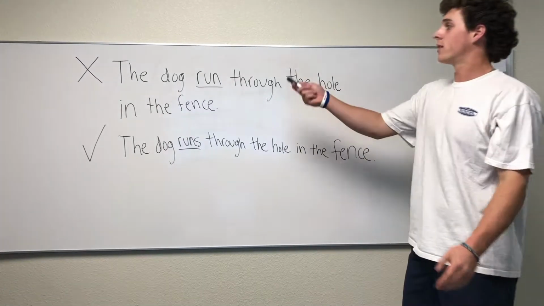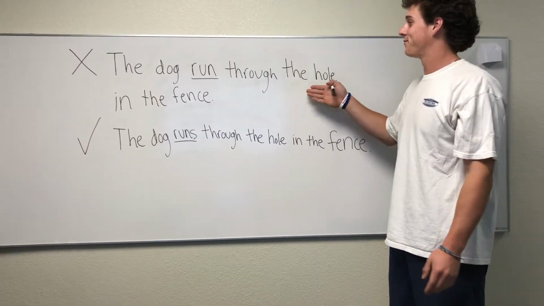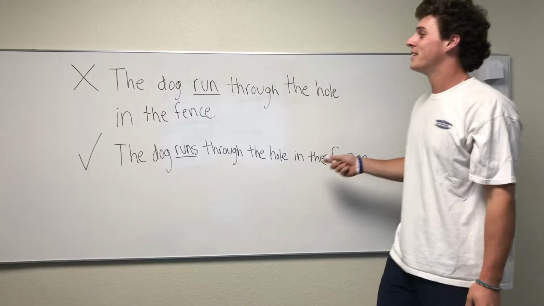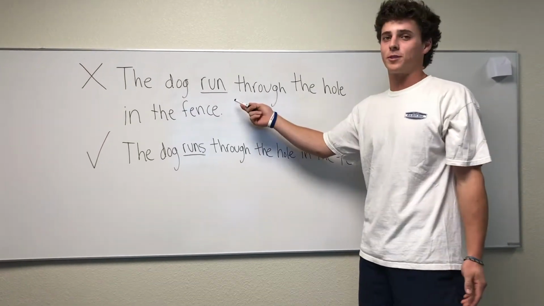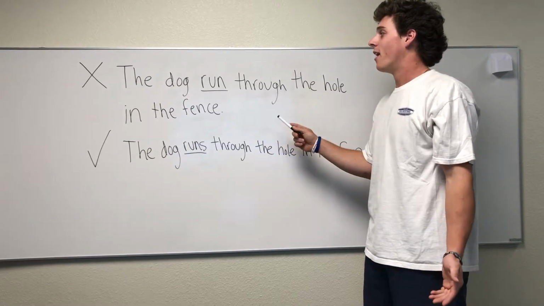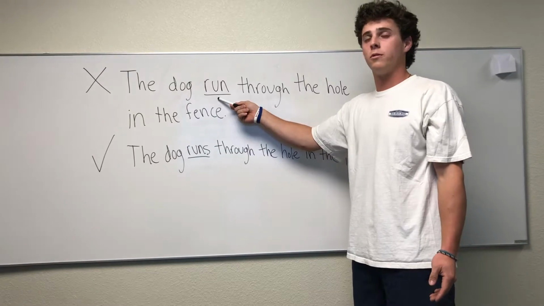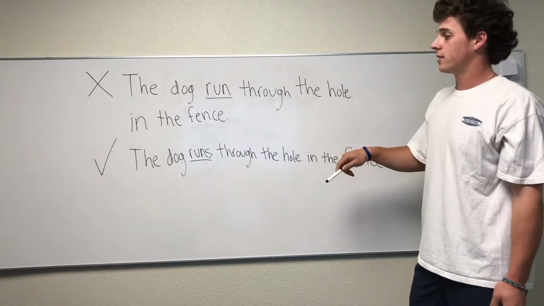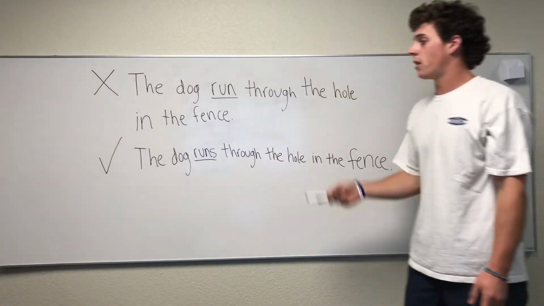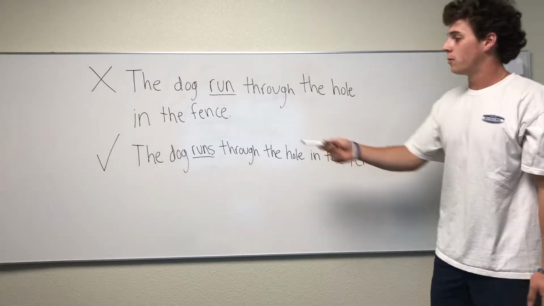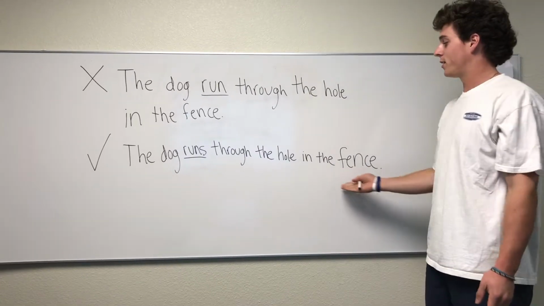So in the first example, the incorrect example of this sentence would be, the dog run through the hole in the fence. This is obviously incorrect because you can just hear it, but the dog is singular, run is a plural verb. So to correct this, you would agree dog and runs. So the dog runs through the hole in the fence, runs agrees with the singular dog, therefore creating a correct sentence.